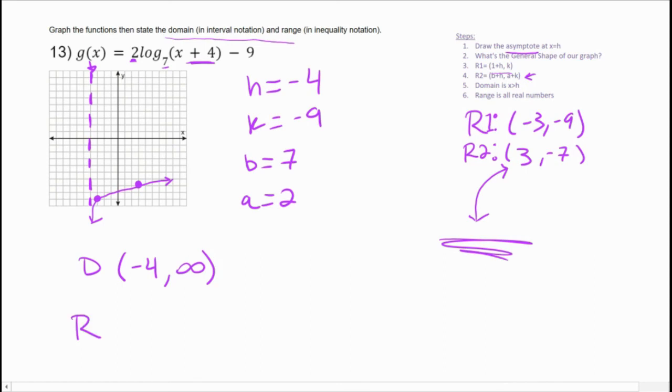My range, in inequality notation, can be anything. It goes down to -infinity and it goes up and up and up forever. So I say it goes from -infinity less than y. Don't forget it's y because we're talking about the range, which is less than positive infinity. So y is in between -infinity and positive infinity. So I got my graph, my domain, and my range, and I'm all set.